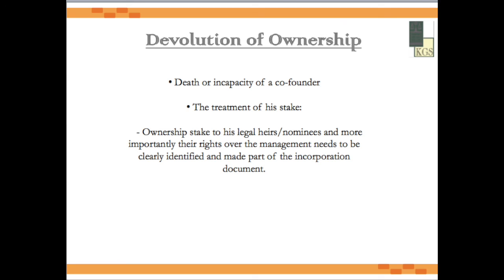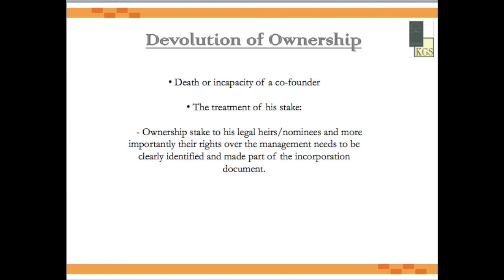Devolution of ownership. Though it might sound extreme, this is a very important safeguard startups need to have in mind. In the event of eventuality, that is, death or incapacity of a co-founder, the treatment of his stake or the devolution of ownership stake to his legal heirs or nominees, and more importantly their rights over the management, needs to be clearly identified and made part of the incorporation document.